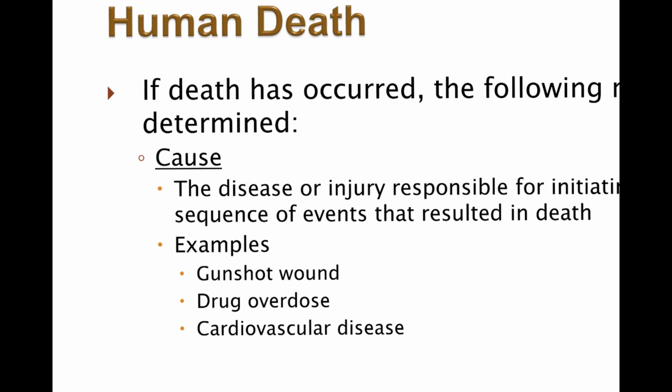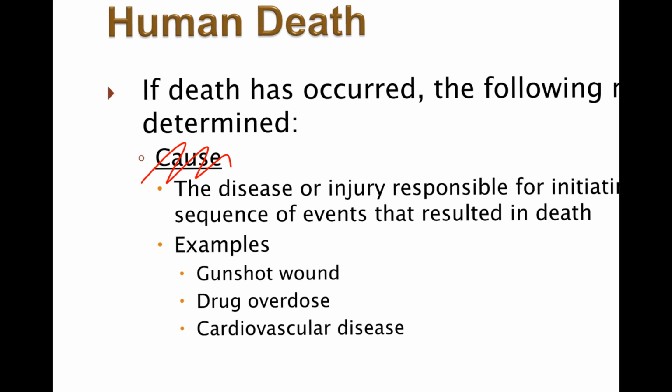So now let's look into human death a little bit more closely. So if death has occurred, the following things must be determined. The first is going to be cause. Why did this person die? So are we looking at a situation where we have disease or injury that's responsible for the sequence of events that resulted in the death?